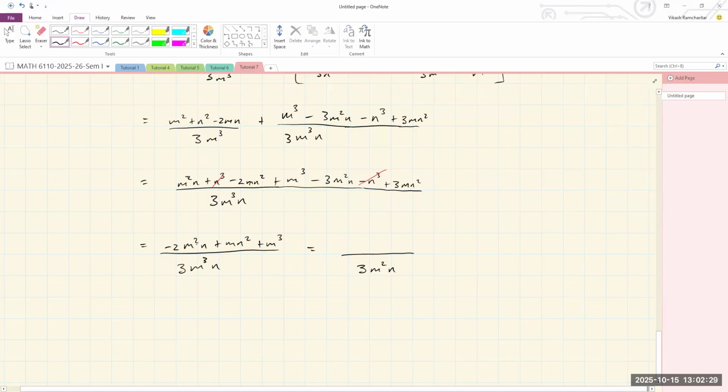And the numerator becomes, so if I strike out an m, m cubed goes down to m squared, minus 2mn plus n squared. And I believe the numerator could factorize as (m minus n) all squared, all over 3m squared n. So hopefully I didn't make any mistake, right?